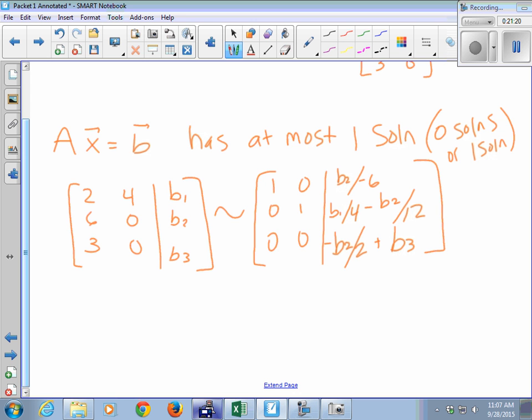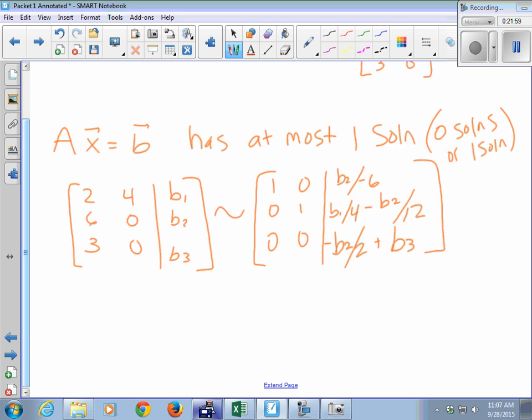All right, so does this thing have more than one solution? Is there one solution or infinite solutions, when a solution exists? Does it have a free variable? That's another way of asking the question. No free variables, which means there's one solution. When you have a free variable, that means you have infinitely many solutions. But in this case, there is not always a solution. This is only consistent if negative B2 over 2 plus B3 equals 0. So that's why it's not onto, because of this last row here.